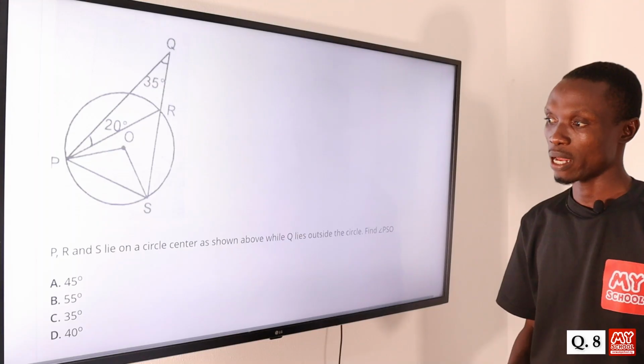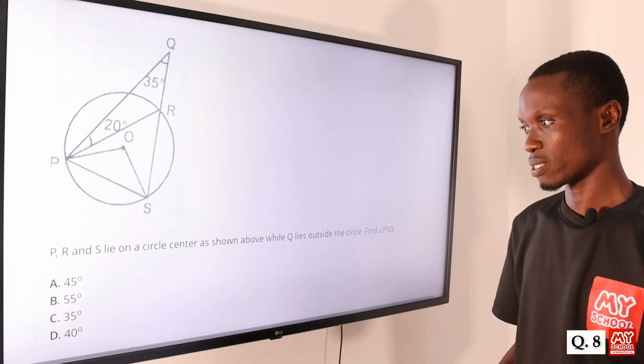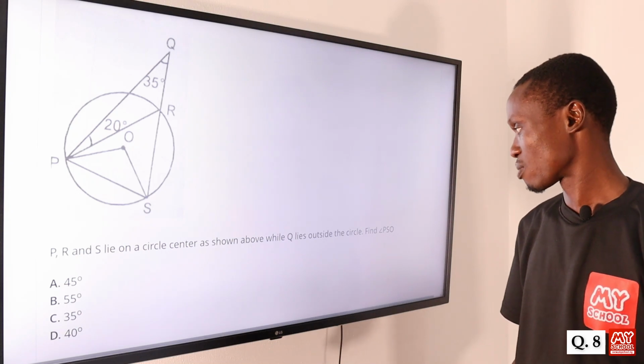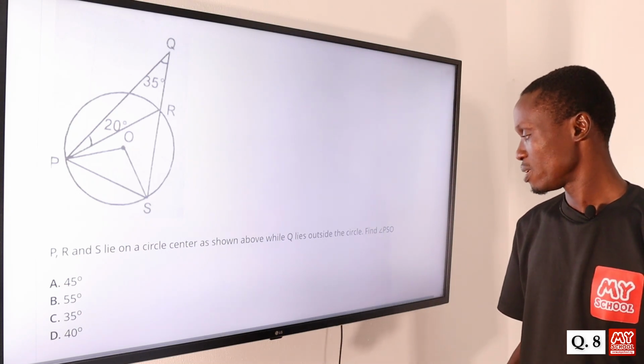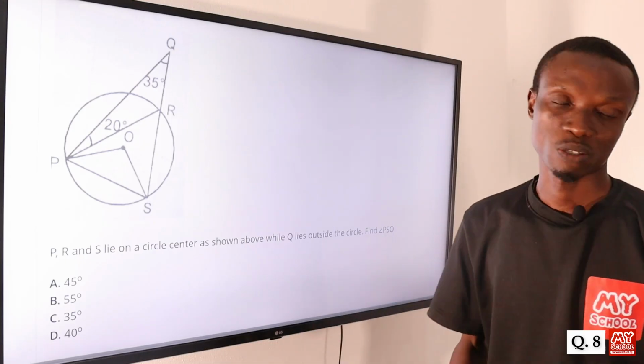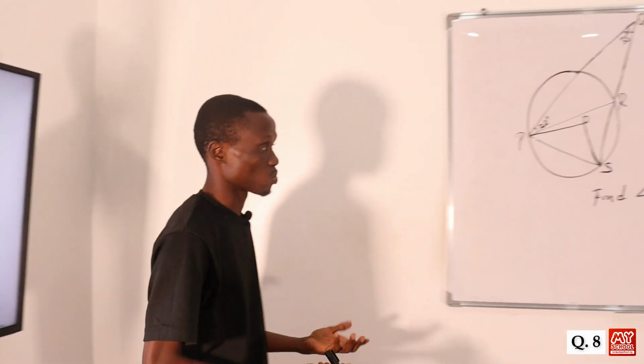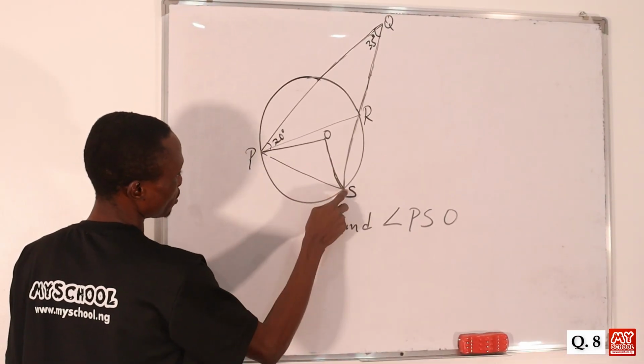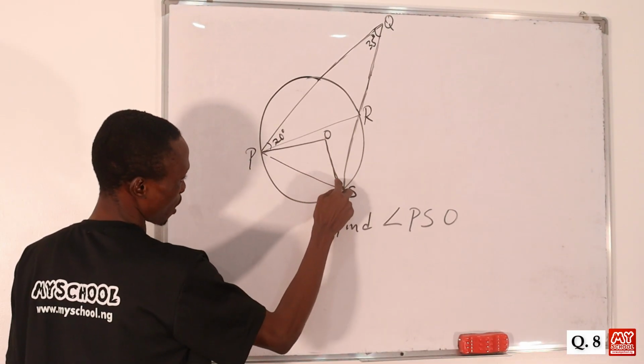Question 8. P, R, and S lie on a circle center O as shown above, while Q lies outside the circle. Find angle PSO. So let's move over to the board to provide an answer to this question. Basically, we are looking for PSO, so we are looking for this angle here, right?